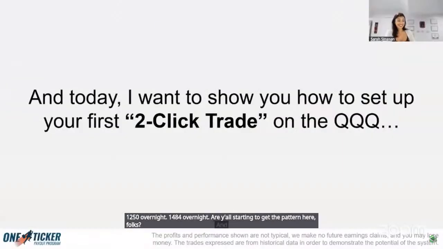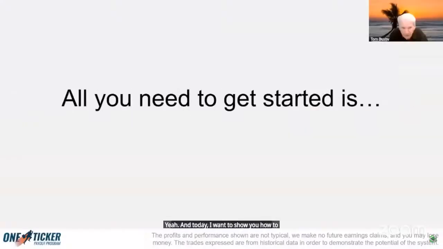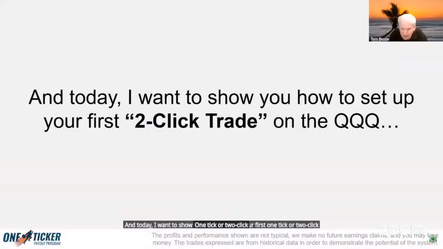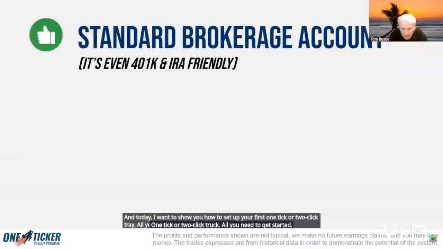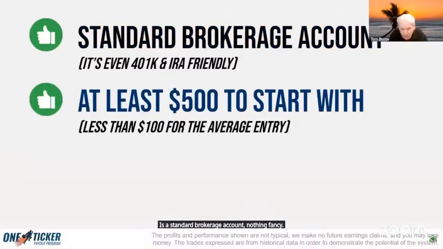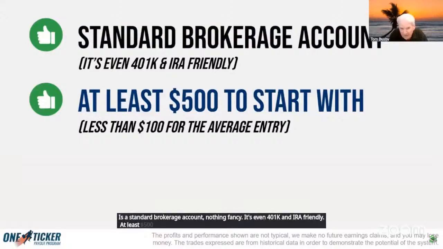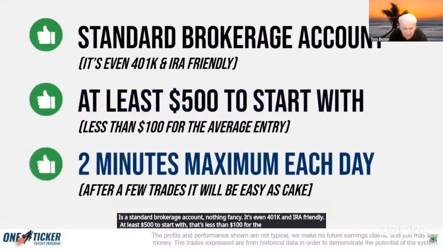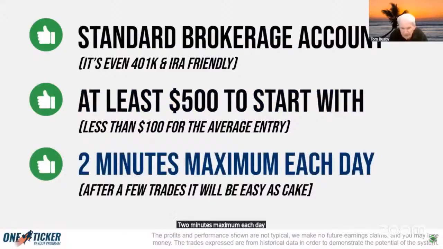Yeah. And today I want to show you how to set up your first one-ticker or 2-click trade. All you need to get started is a standard brokerage account, nothing fancy. It's even 401k and IRA friendly, at least $500 to start with. That's less than 100 for the average entry. 2 minutes maximum each day. After a few trades, it'd be easy as cake.